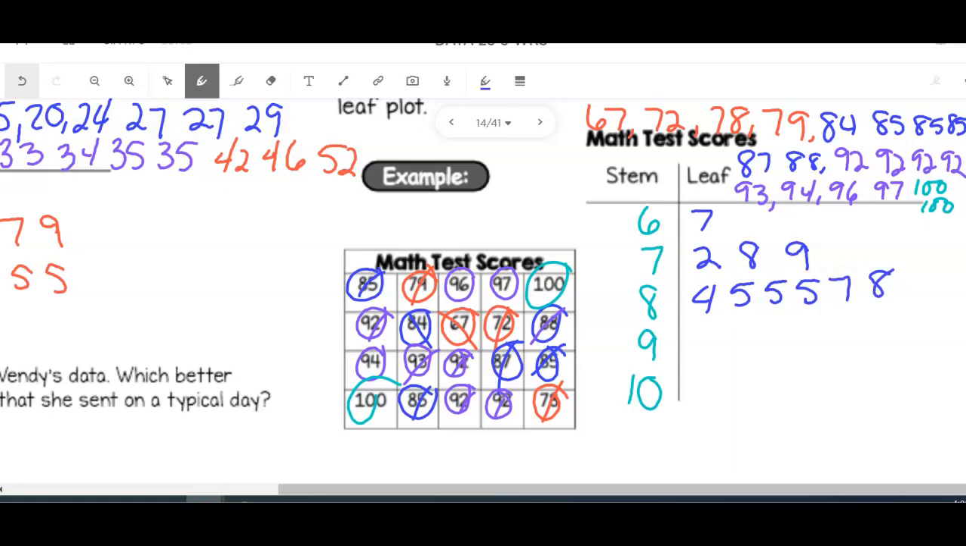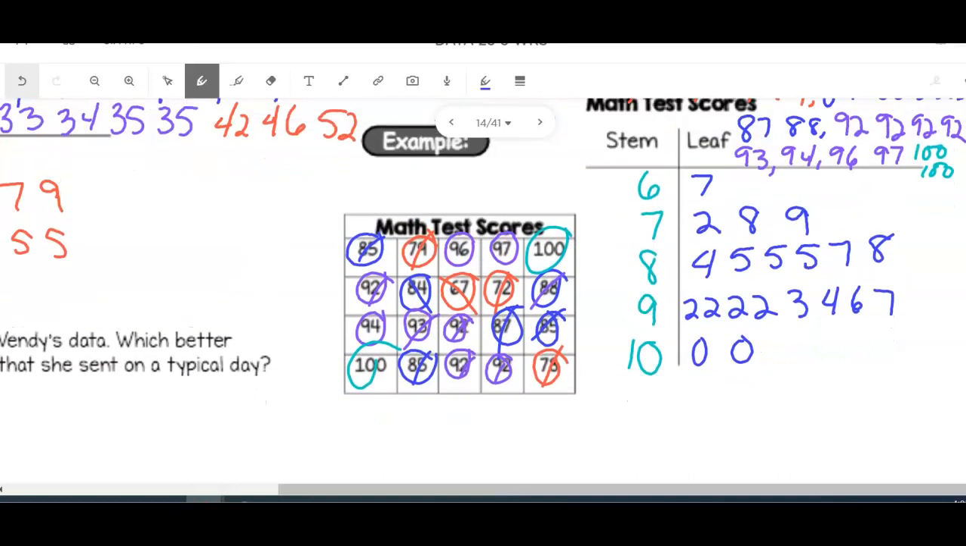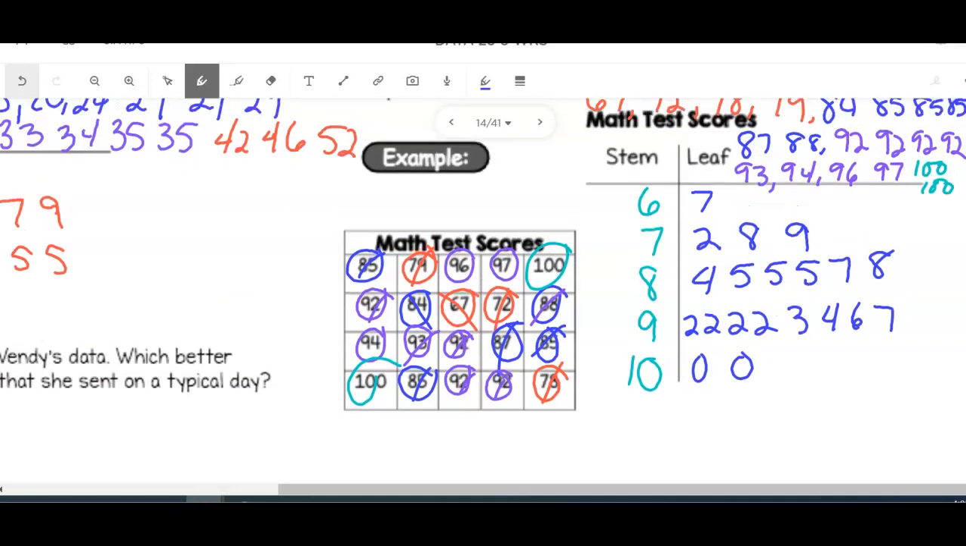For my 90s, I need 4 2s because I have 4 92s. A 93, so I'm going to write a 3, a 4, a 6, and a 7. And for my hundreds, they have a 0 in the ones place, so I'm going to put 2 hundreds there. Okay. So that's all we're going to do for our notes on this. I'm going to pause this for a minute, and then we're going to talk about the assignment real quick.